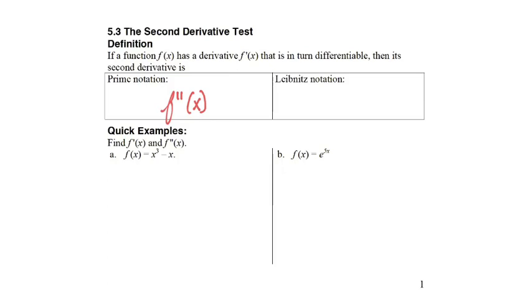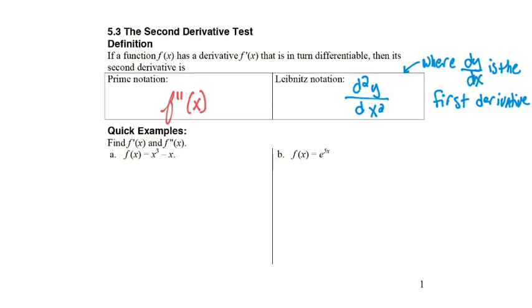So remember, we use just f prime as Newton's notation for taking the first derivative, or in the second case, Leibniz notation, a second derivative would be d2y over dx squared. Remember, for Leibniz, it's where dy dx is the first derivative. Okay, so let's go through a couple quick problems of finding the first and second derivative.